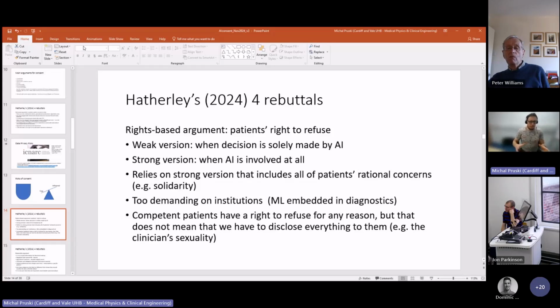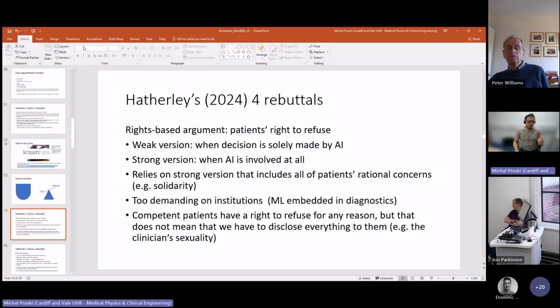And if we talk about that there is some kind of fundamental right to refuse, then that seems to be a rational reason. But in practice, certain disclosures and guaranteeing that you might have an AI-free process might be too demanding for institutions to have. And I'll talk a bit later about the case of biochemistry labs, because automated processes are just so embedded in diagnostics that it would be nigh impossible to facilitate an AI-free process.